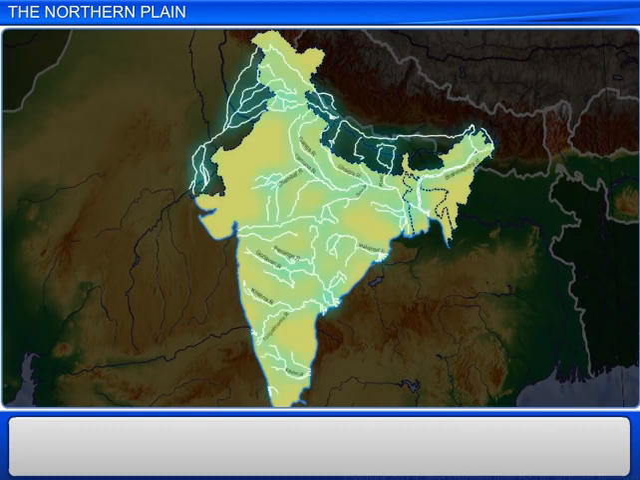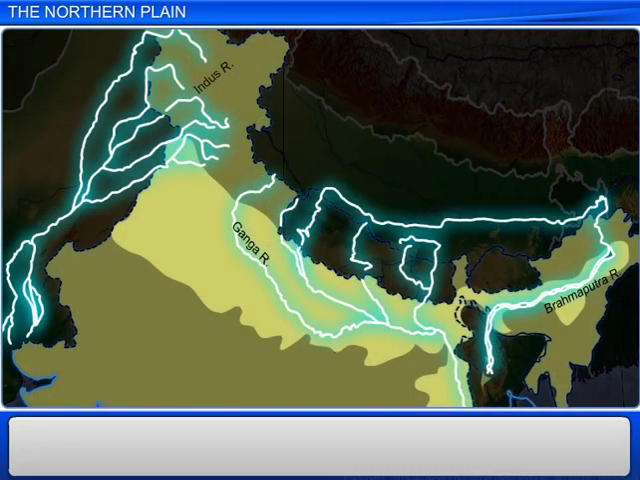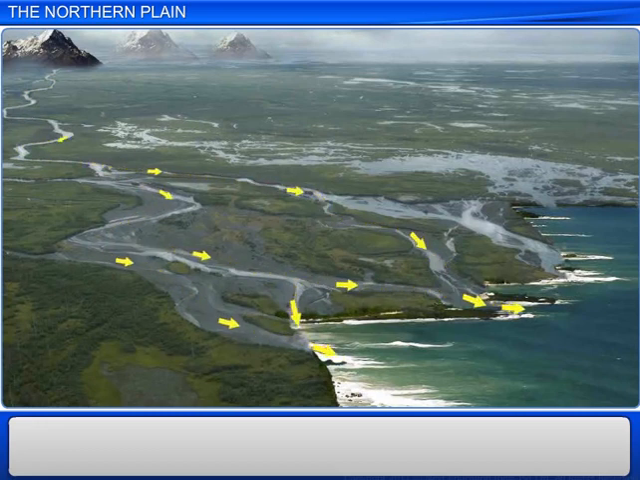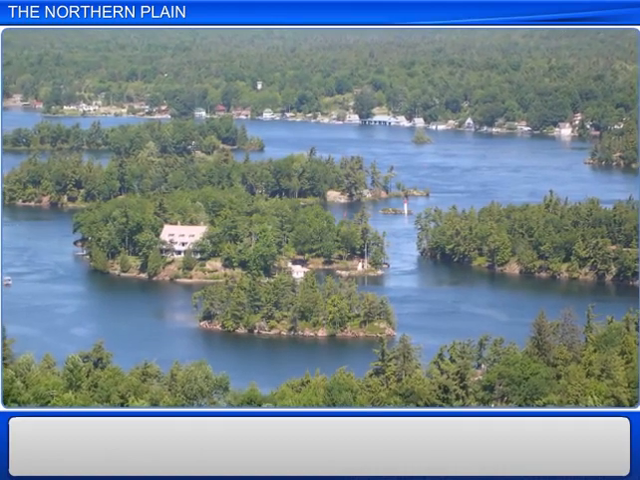Let's come back to the river systems that helped in the formation of the northern plains. The rivers coming from the northern mountain carry a huge load of eroded soil and debris. As a river flows down towards the plains, due to the gentler slopes, its velocity decreases, and the material carried by it gets deposited on the way. These deposits can lead to the creation of riverine islands.